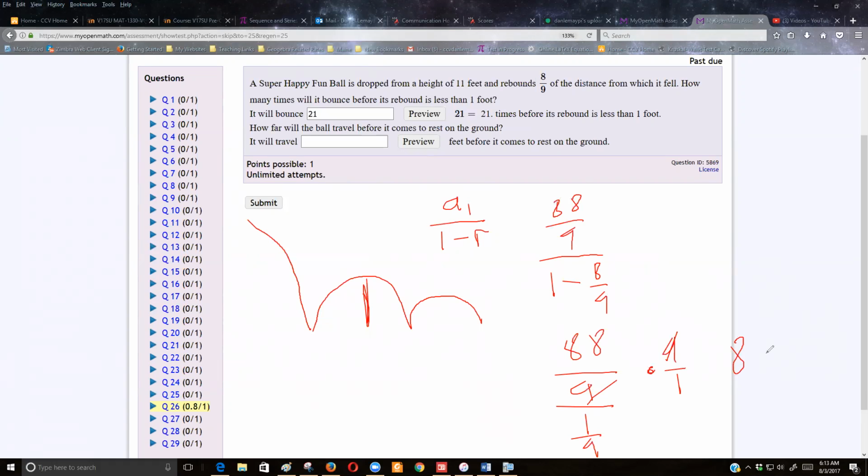So I've got 88, but that's not my answer, because 88 is just adding up one set of numbers. It goes up that high and then it comes down that high, so we've got to double this. For each of these numbers in the sequence, there are two of them. So 88 times 2, and then we've got to worry about this initial 11 feet. That's where that comes into play. So what is 88 times 2? 176. And 176 plus 11 is 187.